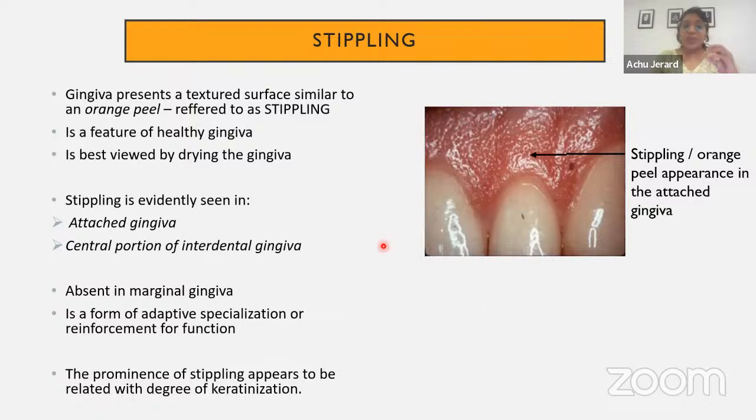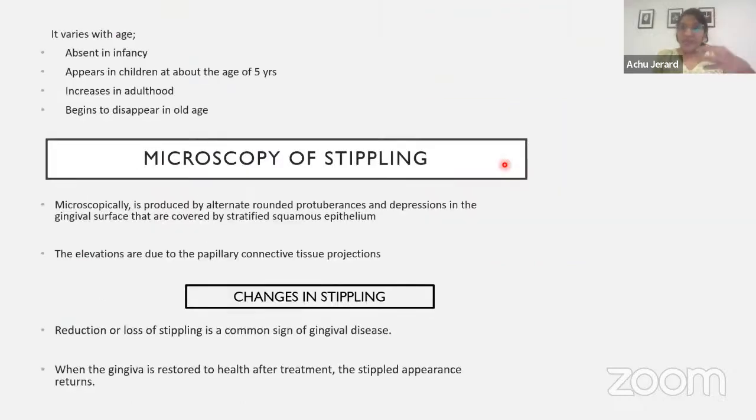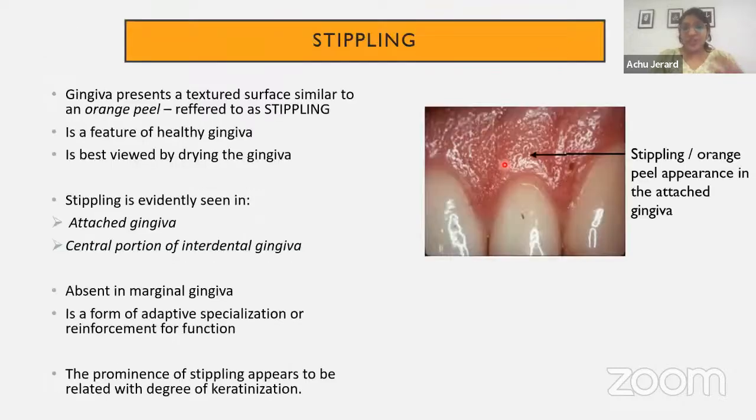So this is like an orange peel appearance, right? Marginal gingiva usually doesn't exhibit this stippling feature, and you will have to know that. And why is this stippling seen? These are minute elevations and depressions when you see it closely. That is because of the rete pegs, the finger-like projections of epithelium into the connective tissue. That is what gives this appearance.